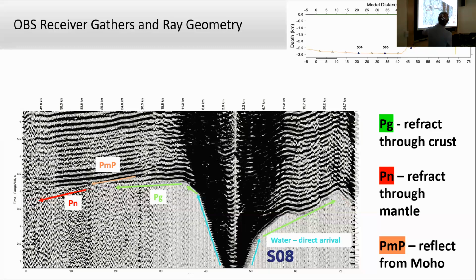But this is a receiver gather from an ocean bottom seismometer that's recording something like 700 shots of the Langseth crossing the Queen Charlotte Fault. And so, I know it's a little bit small, but this is just the seafloor shape along this line. Okay, so if you just looked at the shape of the seafloor, this is what you'd look at. This instrument right here is SO8, it's right in the middle of the line.